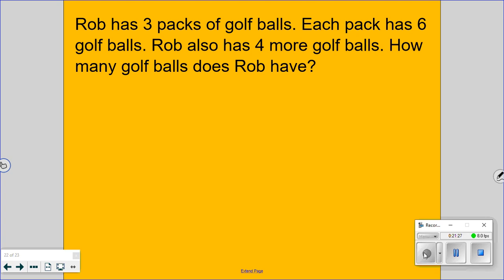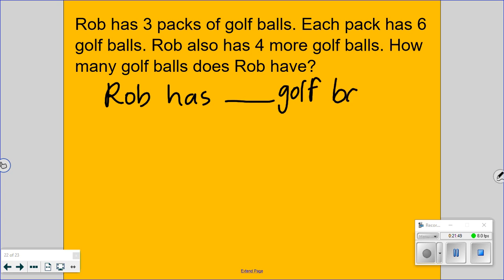Second step's always the same. What are we counting? Callie, what are we counting? How many golf balls Rob has? Rob has blank. Our unit, golf balls. You can put in all if you want, or you can end your sentence there. Second step doesn't change. Counting golf balls. All right, kiddo, so you're ready. Good job.